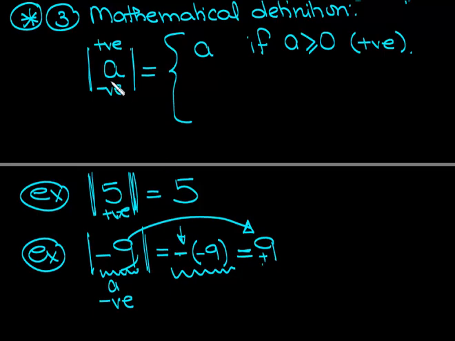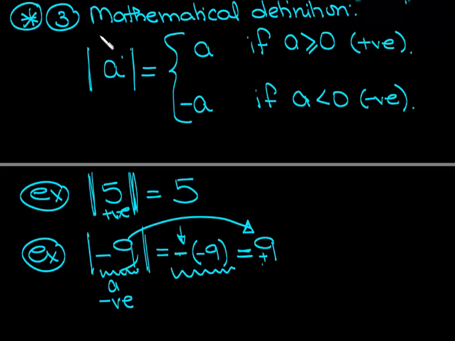So going back to this definition, if a is negative and I want to make it positive, I'm going to need an extra negative in front of a to make it positive. So if a is less than 0, it means the numbers are negative. So this is the mathematical definition of absolute value. Okay, so keep that definition in mind because that's what we're going to use today to solve absolute value equations.